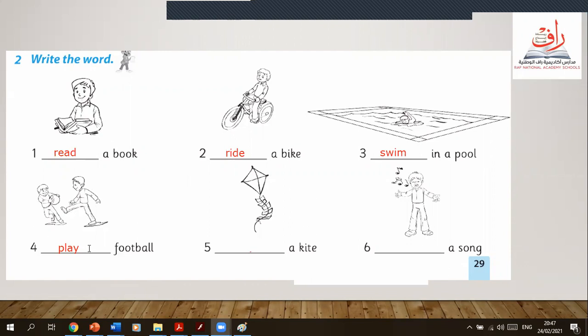I just want to give some notes to the students here, that we need to bring the Y down under the line. We want to show the students that the Y goes down. Even though it appears like this for me, we need to pay attention that the Y goes down. Okay? Let's go to number 5. What about a kite? Again, a kite. Fly, excellent.